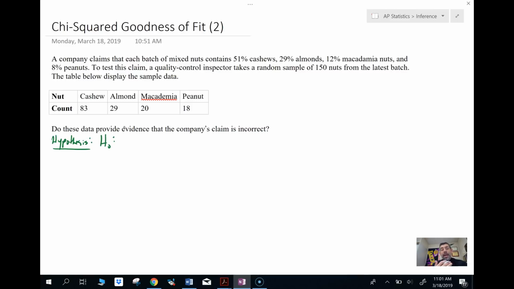So the null hypothesis is always that our sample is going to match up with whatever the company claimed. So we're going to say our null hypothesis is that the distribution of nuts is the same as what the company claims it to be.